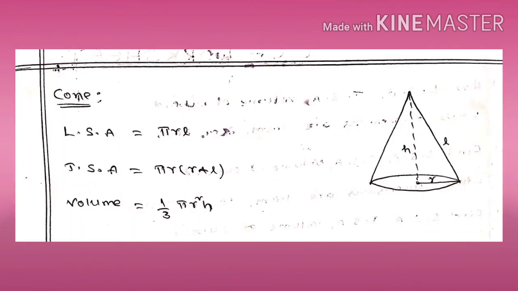Now in cone, LSA, lateral surface area of a cone is equal to pi rL. Total surface area TSA is equal to pi r into r plus L, and volume is equal to 1/3 pi r square h. Here r is equal to radius, h is equal to height, and L is equal to slant height of the cone. Right? Next object and slide.